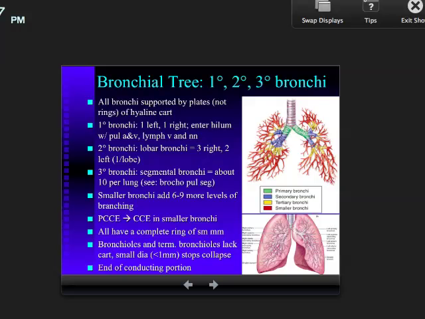And in fact, that term hilum is a general anatomical term. It isn't limited to the lungs. The kidneys, where you have the indentation on the medial surface of the kidney where the blood vessels enter and exit, that is also called the hilum.